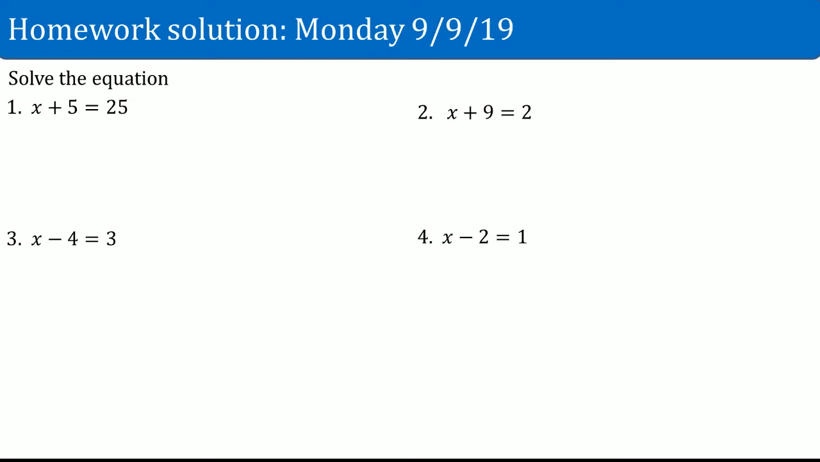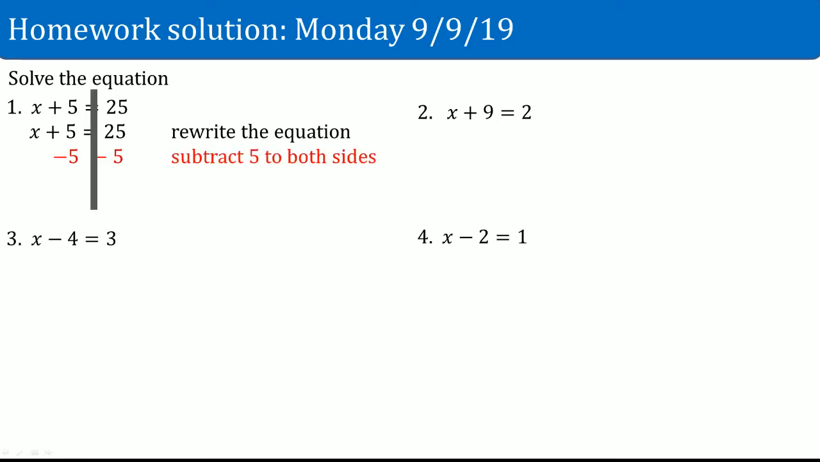Okay. Number 1 is x plus 5 equals 25. The first step is always to rewrite the equation, which is x plus 5 equals 25. Once we rewrote it, we draw a line straight down, separating the left and the right. I subtract 5 from both sides because that is how I get it to cancel. The opposite of add 5 is subtract 5. Okay, that cancels out. What I have left over on the left-hand side is an x. The right-hand side, 25 minus 5, becomes 20.